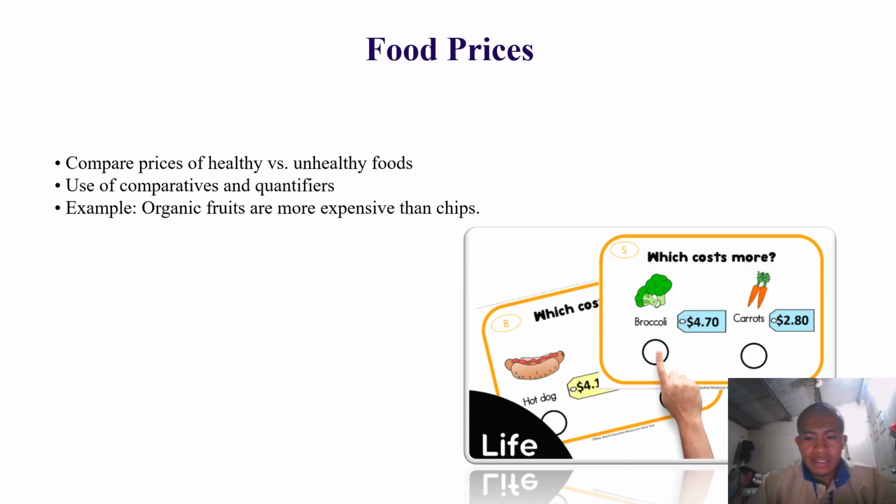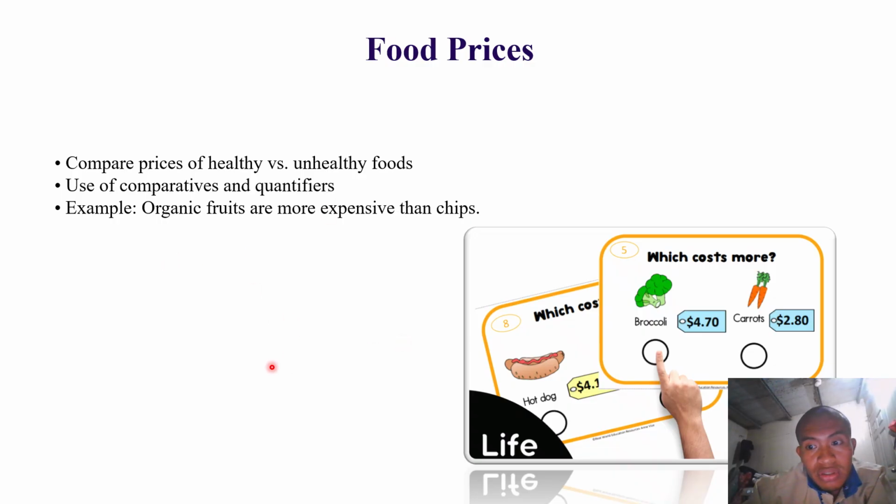For example, here you see broccoli and carrots. Both of them are healthy food. However, you see the broccoli is more expensive than carrot. Carrot is just $2.80, but the broccoli is $4.70. And behind you see the hot dog is 4. So you have to consider the prices.